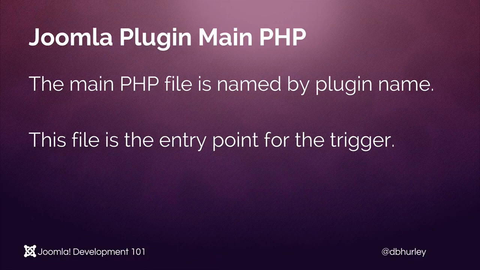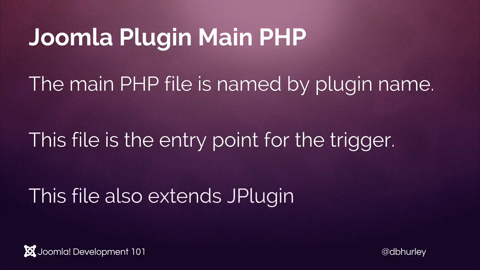Secondly, in most core plugins, as well as third-party plugins, the trigger word, so for example, onContentBeforeDisplay, onContentAfterRender, is usually defined within this main PHP file. And it's important to note that this file always, or should always, extend JPlugin. So any proper plugin should be extending JPlugin. So let's get into writing the code.